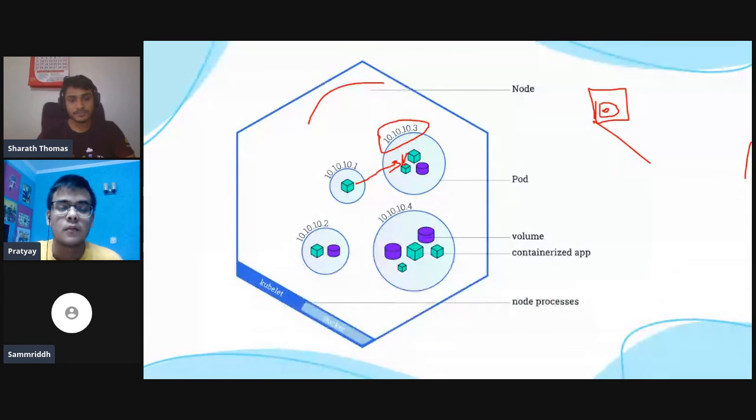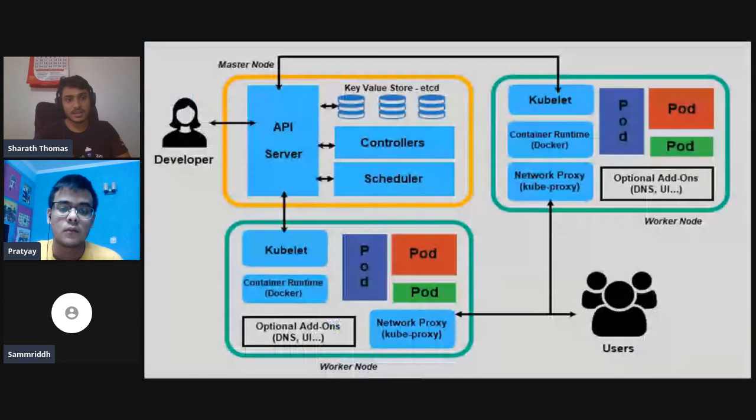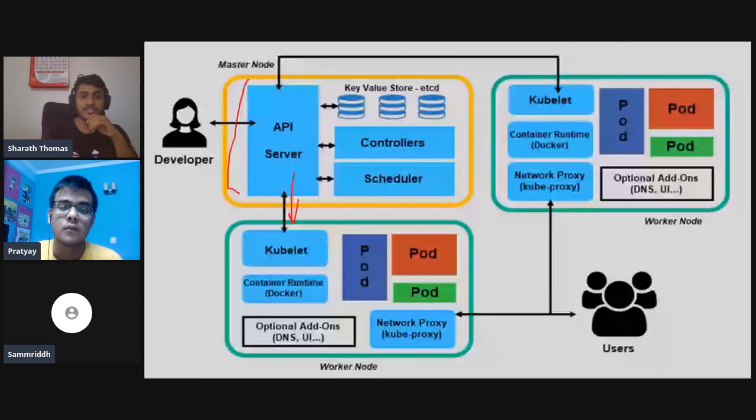And then there will be a master server. This here is the master server, the master node. So how does the master node communicate with the slave nodes? Slave nodes are the ones which are running the pods. The pods are the ones which have the containers. So it communicates using kubelet. Kubelet is the only source of contact for the master node to communicate with the slave nodes.